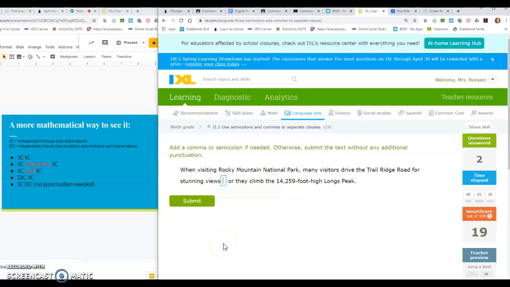When visiting Rocky Mountain National Park, many visitors drive the Trail Ridge Road for stunning views. That could stand alone. Or they climb the 14,000 whatever foot high Longs Peak. So the or is a conjunction, but the part after the or, we have to find out if that can stand alone. They climb the this high Longs Peak. That could stand alone. So we put a comma before the or. If that couldn't stand alone, we would have left it blank.